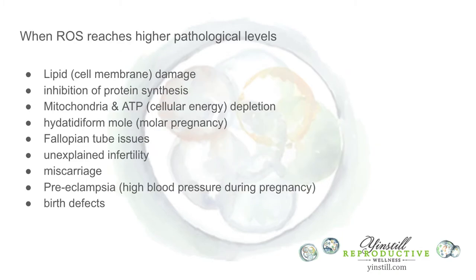But again, when ROS, or oxidative stress, reaches higher pathological levels, which is so common today, many problems arise, including the ones on this list, but not limited to it, such as cell membrane damage, inhibition of protein growth or synthesis, mitochondria and ATP or cellular energy depletion, hydatidiform mole or molar pregnancies, fallopian tube issues, unexplained infertility, miscarriage, preeclampsia, which is high blood pressure in pregnancy, and birth defects.